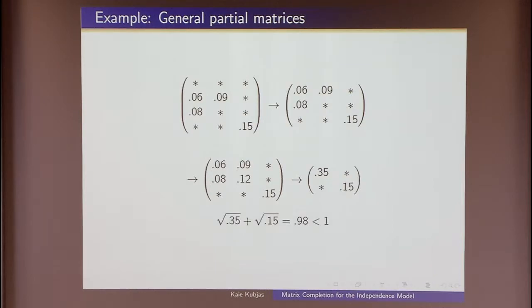And in fact it is, because the sum of square roots of these entries is 0.98. That's less than 1. How did you get 0.98? What did you do? You sum those four entries. I hope that is it.